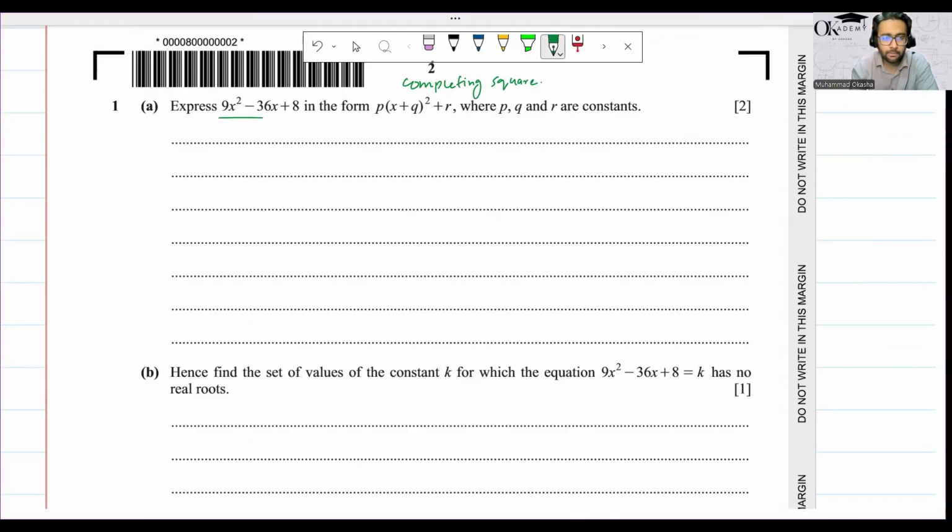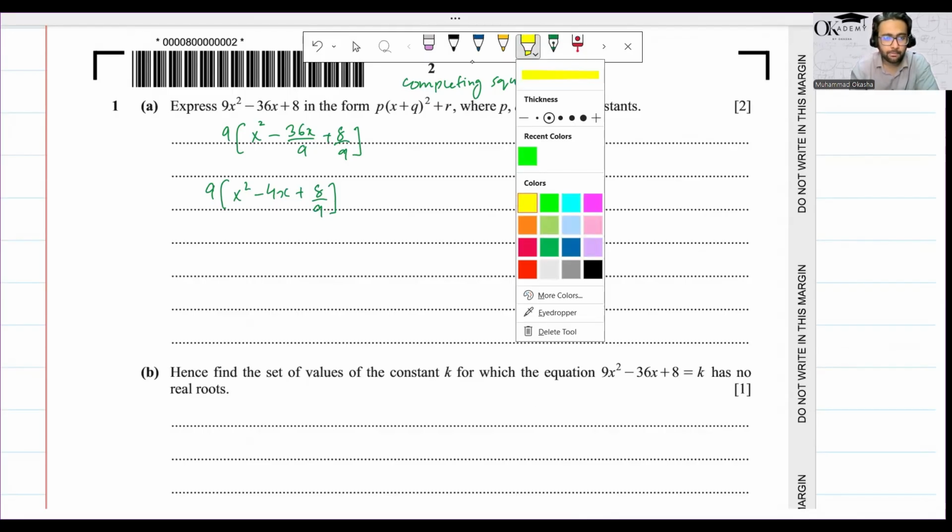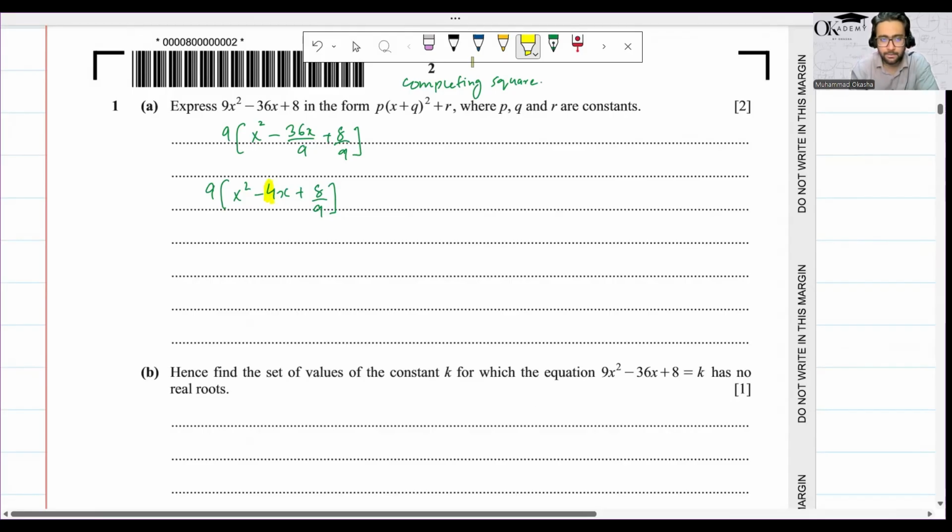So the first thing I will do is take out the coefficient. If I take out 9, I'll be left with 9 times x squared minus 36 divided by 9 plus 8 divided by 9, which will be x squared minus 4x plus 8 over 9. Now, when we're completing the square, we take a look at the middle term, which is 4. I'll split the middle term in half, and I'll add and subtract its square.